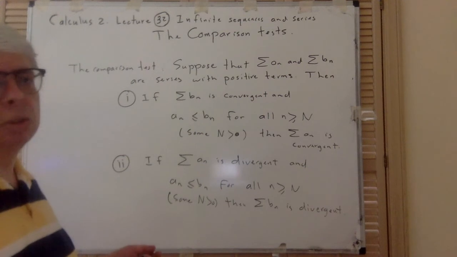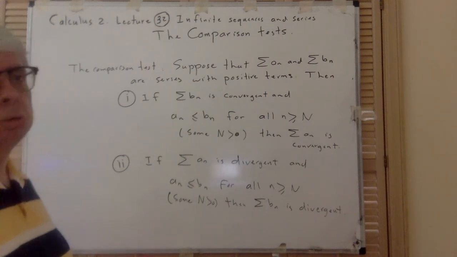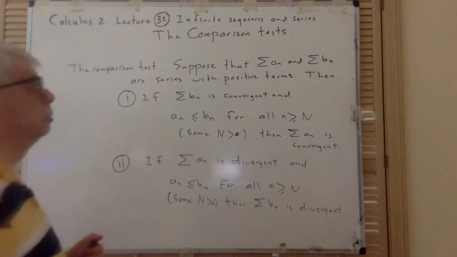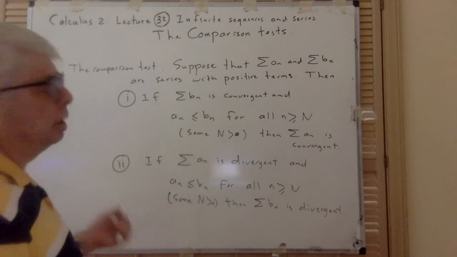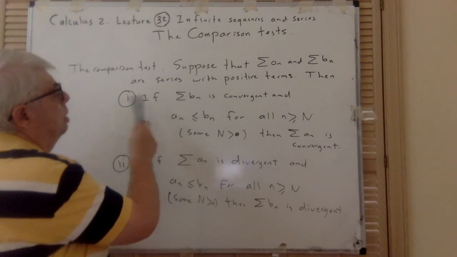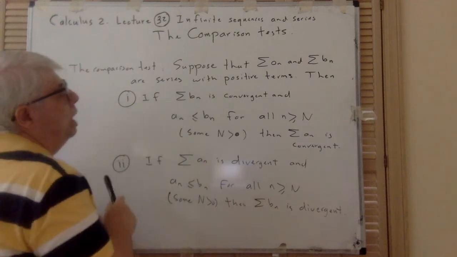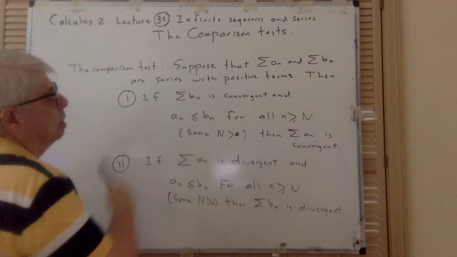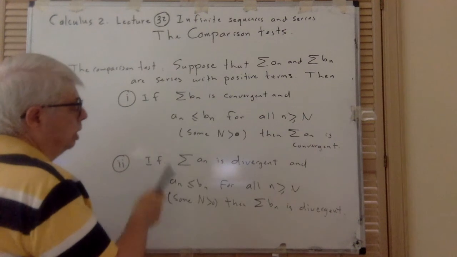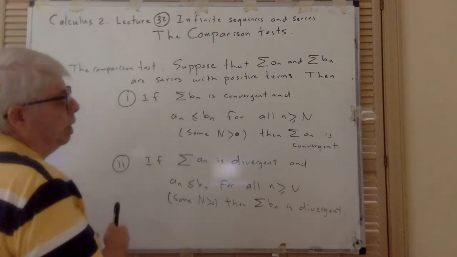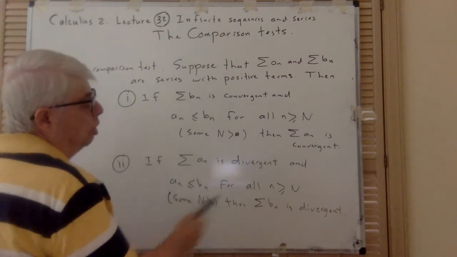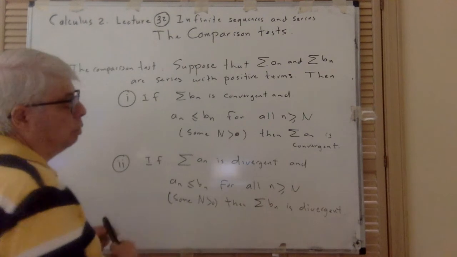But if I have some zeros here, even if I don't write them, nothing happens. 0 plus anything is that thing. Okay, so now it says number 1: if sigma b_n is convergent and a_n is less than or equal to b_n for all n, then sigma a_n is convergent. The other one is if sigma a_n is divergent and a_n is less than or equal to b_n for all n bigger than some N, then sigma b_n is divergent.